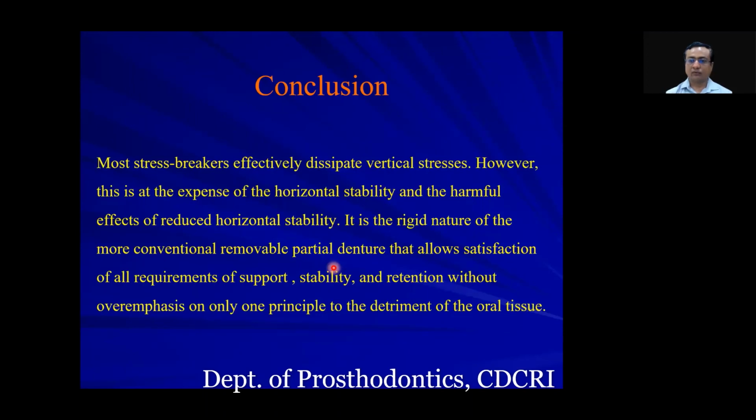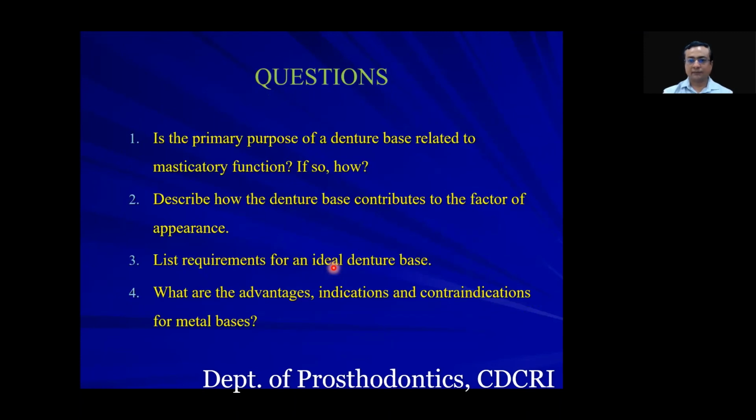So you are taking care of only one thing, that is, you are minimizing the stress on the abutment tooth, but in the process, you are affecting the support and stability, which might be detrimental to the alveolar bone. So as far as possible, use this stress director very judiciously, and most of the time, the conventional partial denture is sufficient. So this was about the denture base material and the stress director.